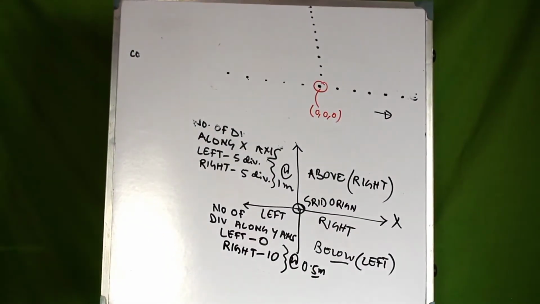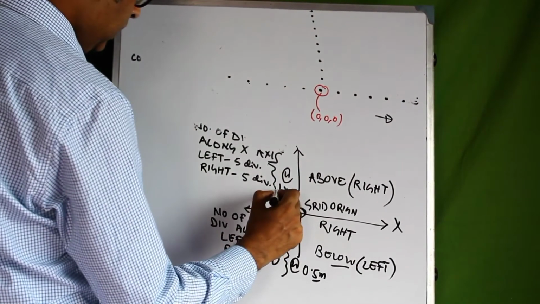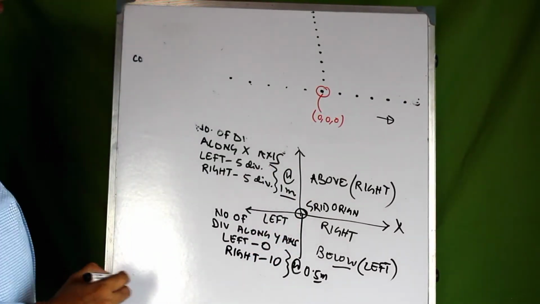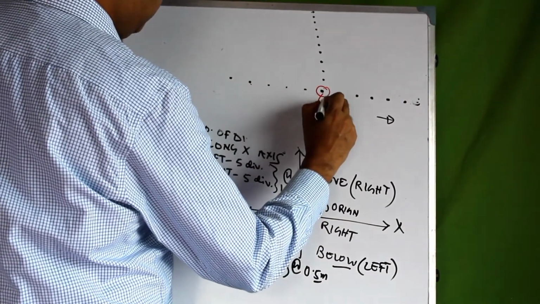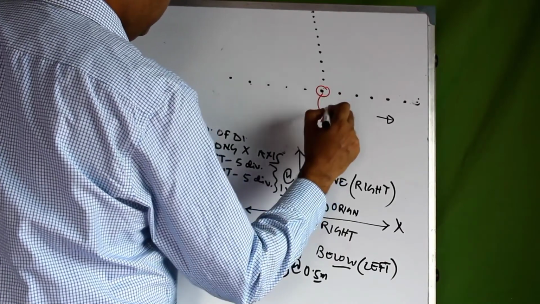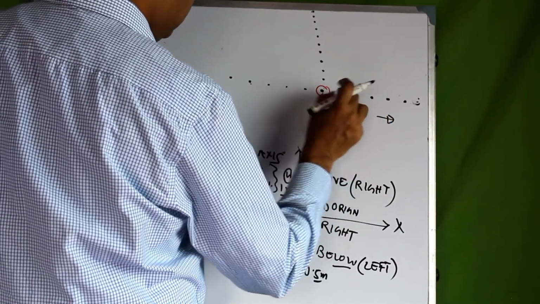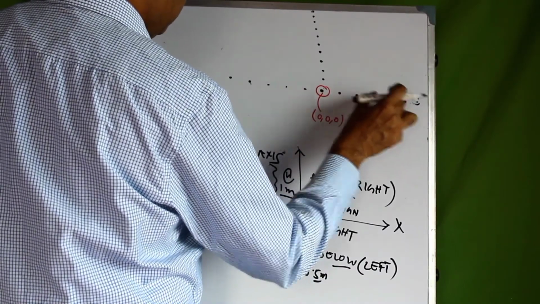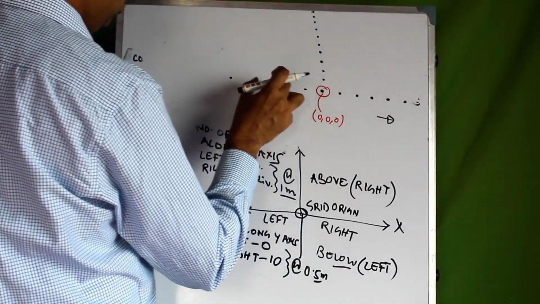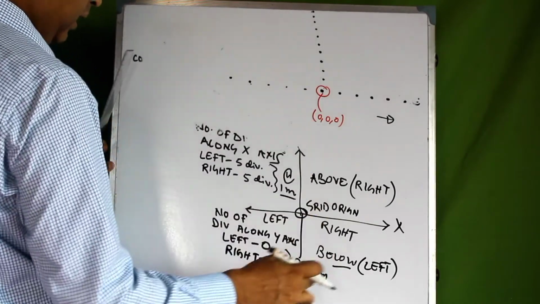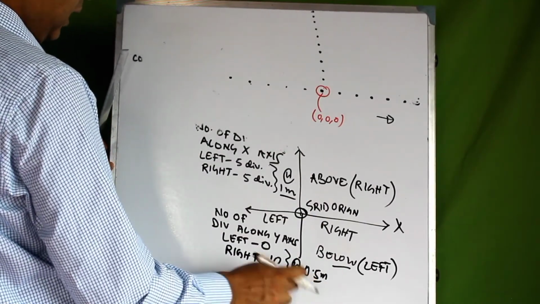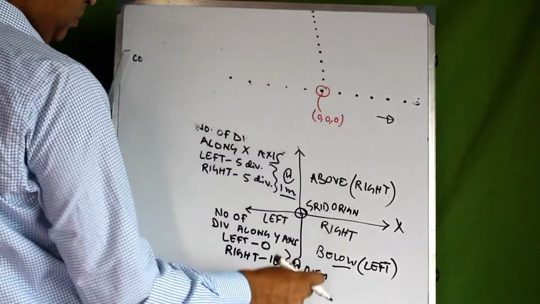Now also the spacing of the divisions: these along the x-axis are all 1 meter divisions, 1 meter each. And the divisions along the y-axis will be 0.5 meters.